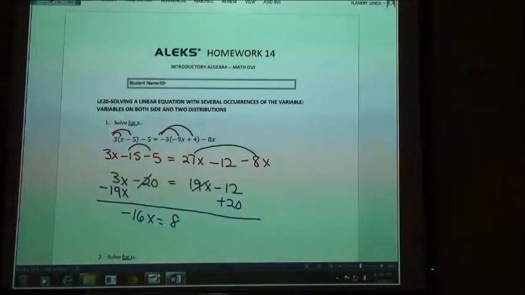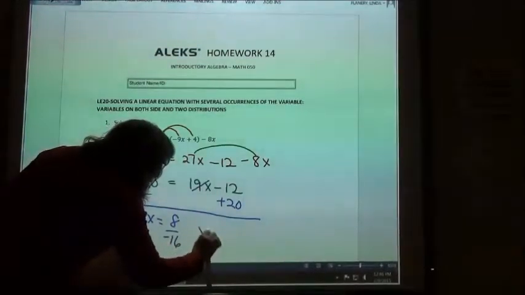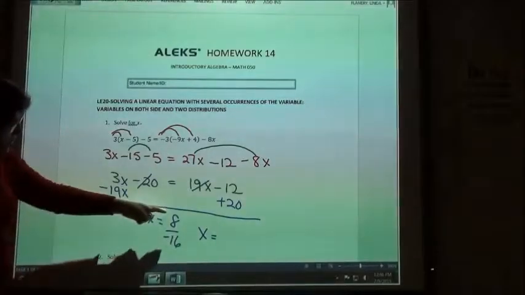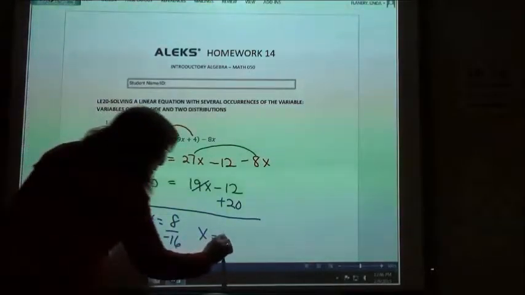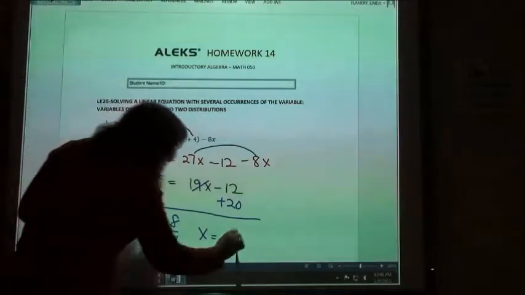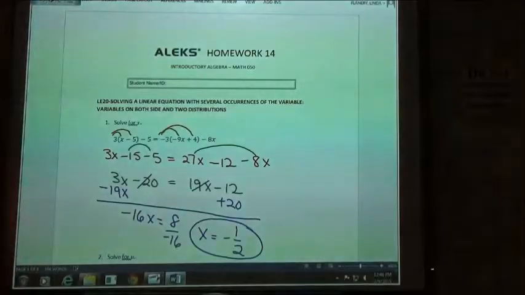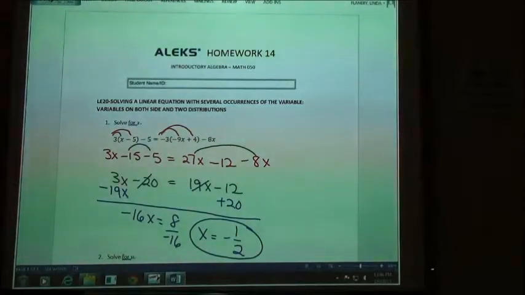Our last step, dividing by that negative 16 that's in front of our x, and simplifying our fraction. We get a positive over a negative, so we know our fraction's negative. 8/16 would reduce down to 1/2. So x is equal to a negative 1/2.